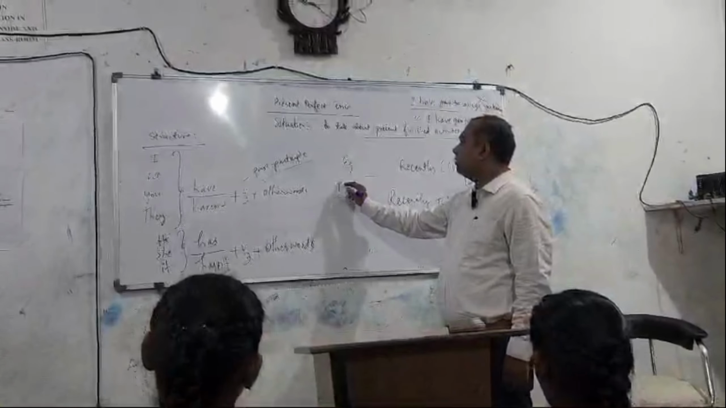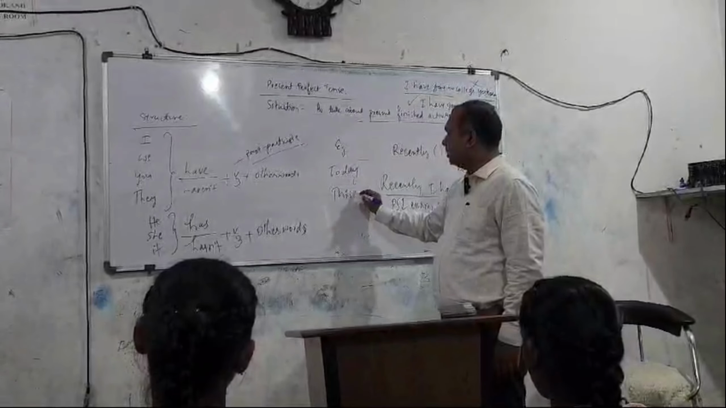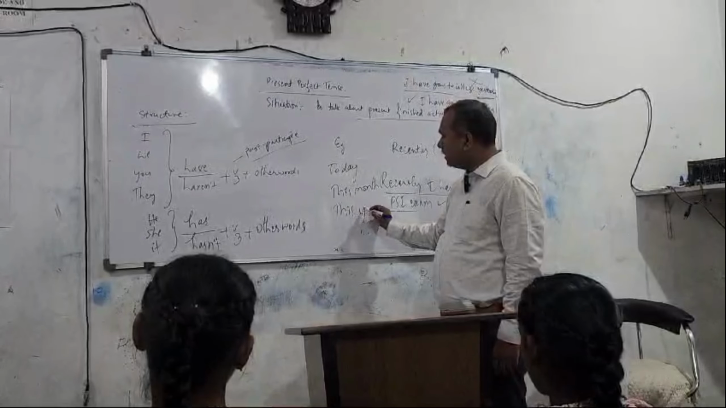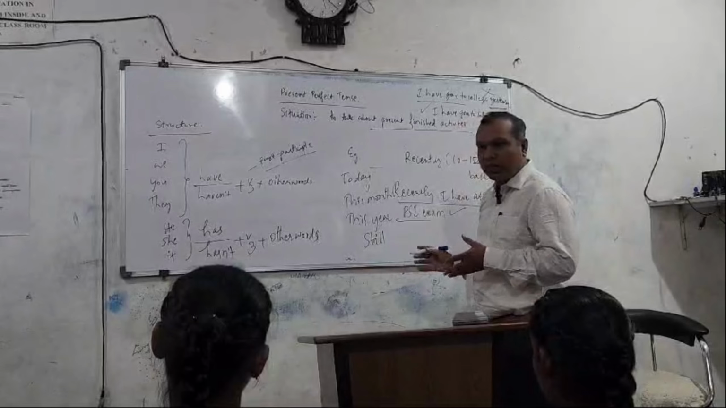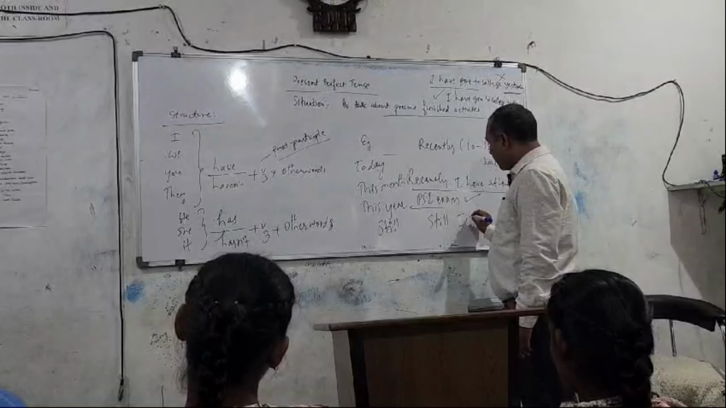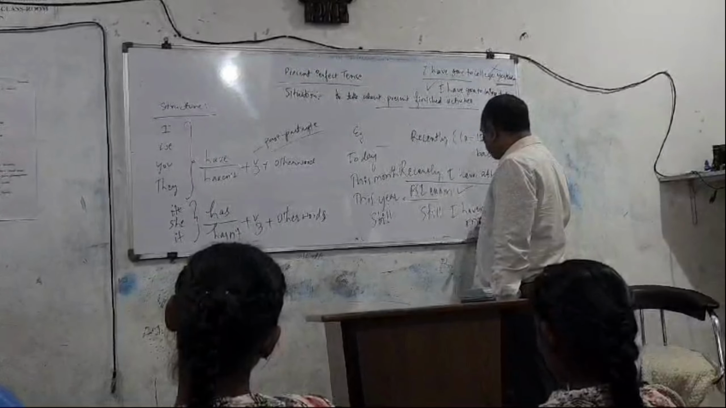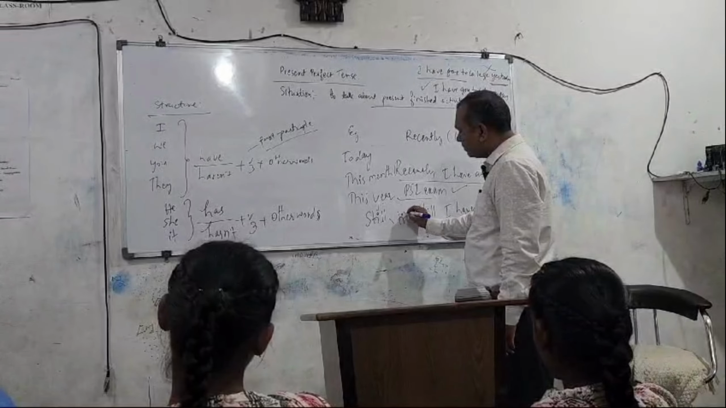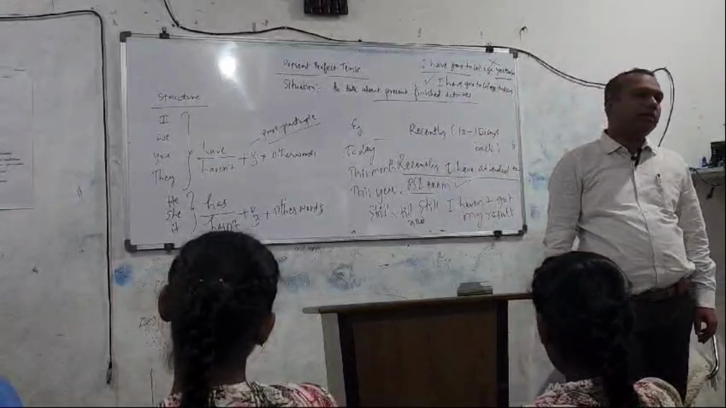Then other time words, today you can use. This month, of course, you can use. This year, you can use. Still, still means till now. Still, I haven't got my result. Still, I haven't got my result. Still means till now. So these time words you can use with the present perfect tense.